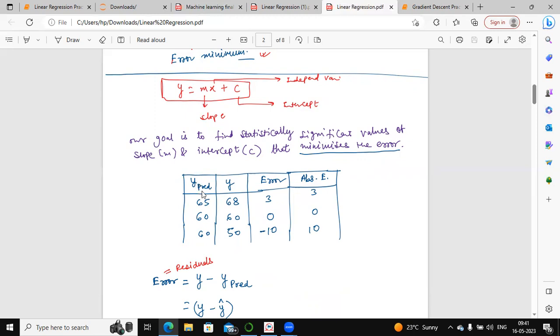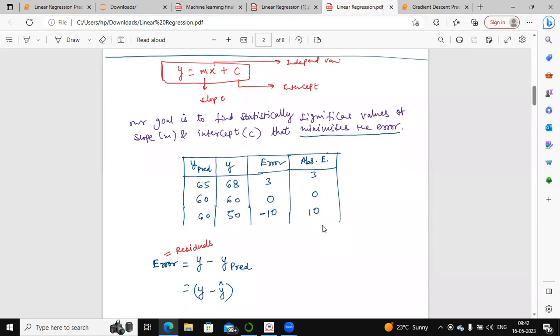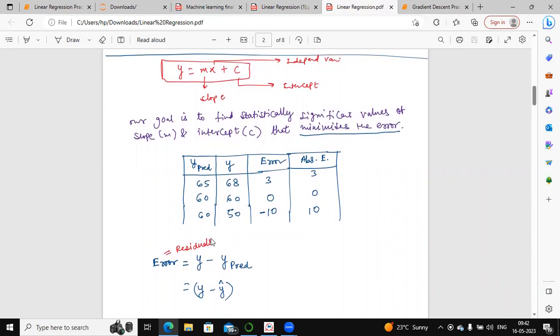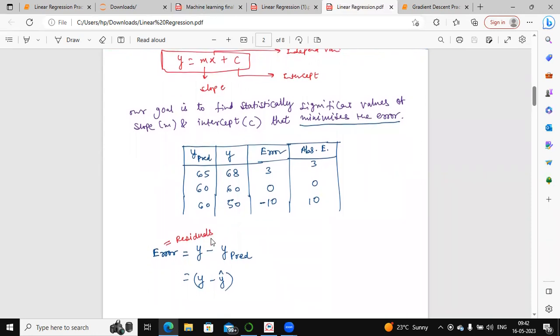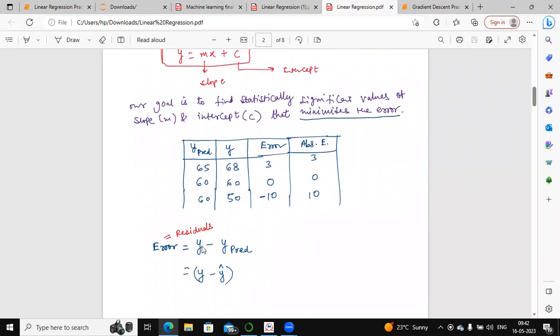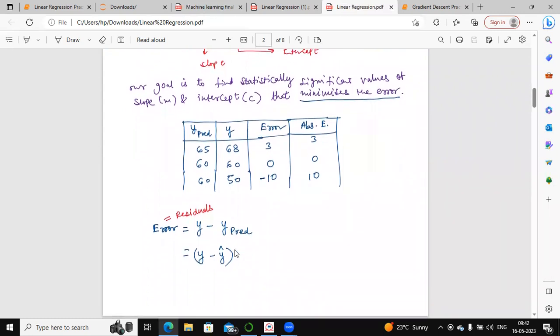Let's say y predicted is 65 and y is 68. So what is the error? 3. In another case, y predicted is 60 and y is 60, so the error is 0. In another, y minus y predicted is minus 10. You have to take the absolute value, so 3 absolute is 3, 0 absolute is 0, and minus 10 absolute is 10, positive. So error is nothing but, in this case, we are considering the error as a residual, that is y minus y predicted.